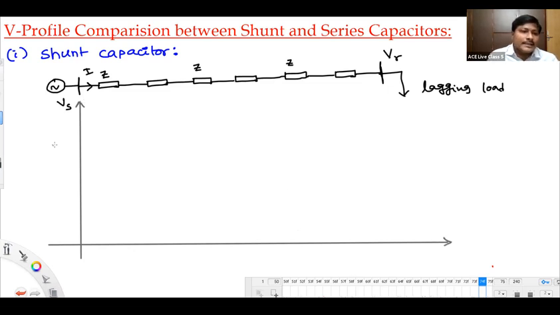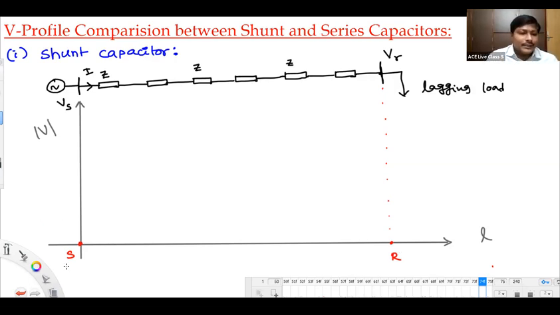Right. So on this axis, I am showing the mod V, and this is the length of line. Let me show the sending end side and the receiving end side. This is the sending end side, and this is the receiving end side, which I'm calling R.